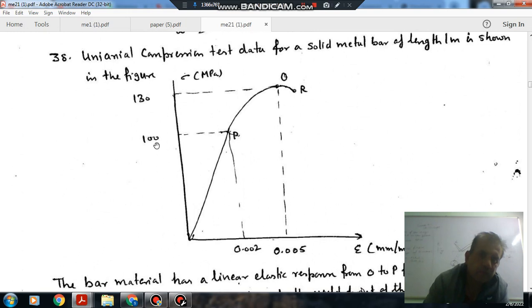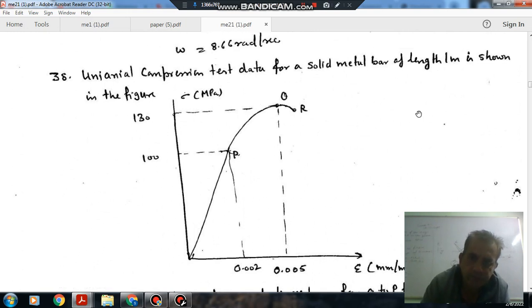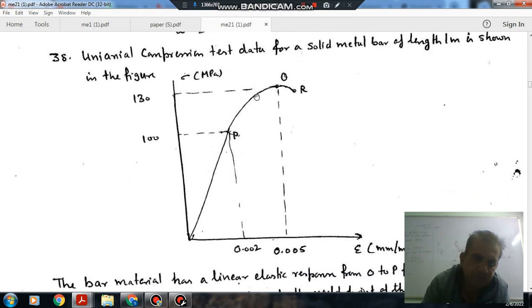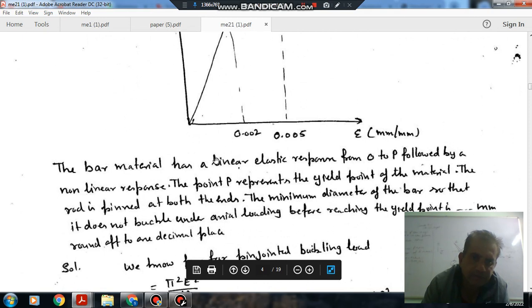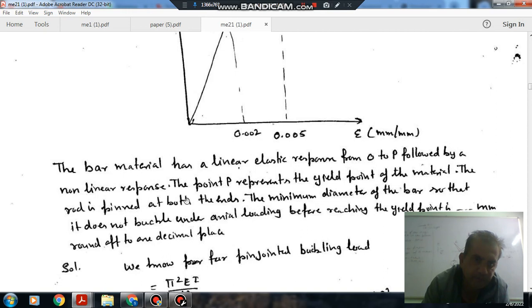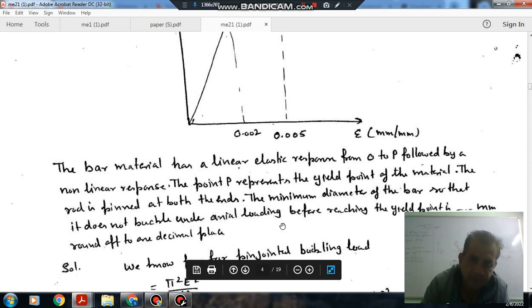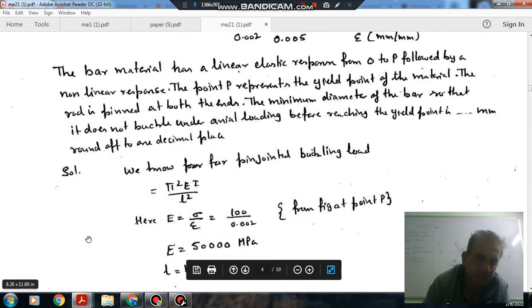Next, uniaxial compression test data for a solid metal bar of length L, 1 meter, is shown in the figure. This is 130 MPa, this is 100 MPa, this is 0.002, this is 0.05, this axis is strain and this is stress. The bar material has a linear elastic response from O to P followed by a non-linear response. The point P represents the yield point of the material. The rod is pinned at both ends. The minimum diameter of the bar so that it does not buckle under the axial loading before reaching the yield point is dash mm. Round up to 1 decimal.